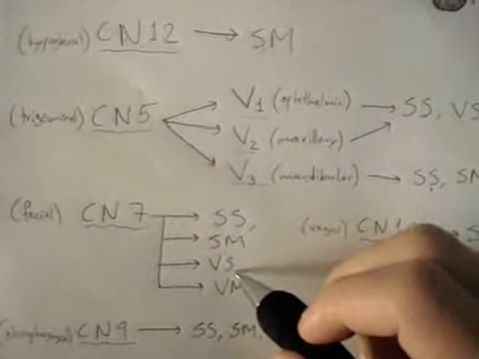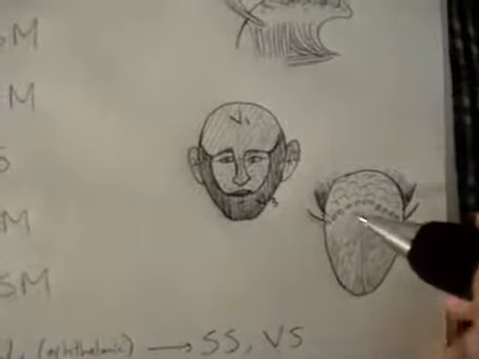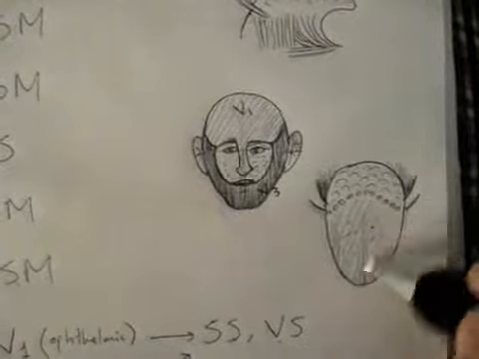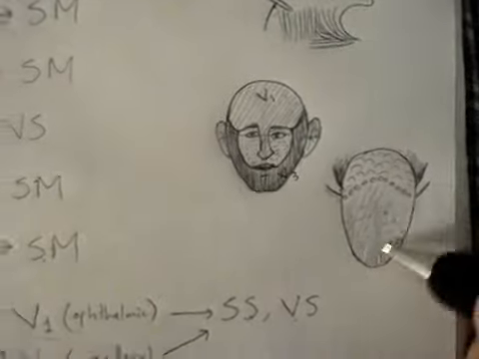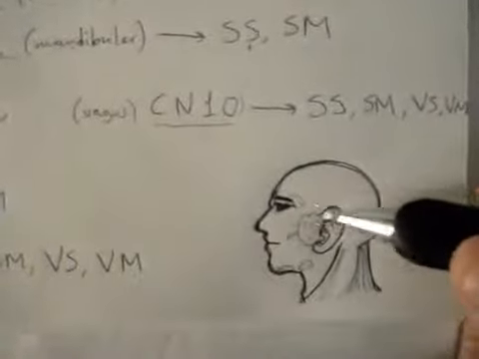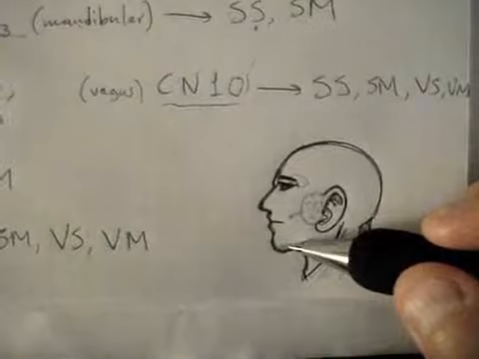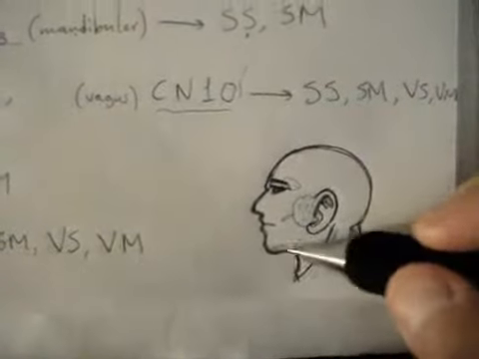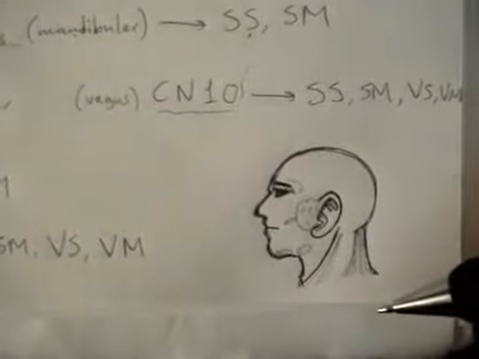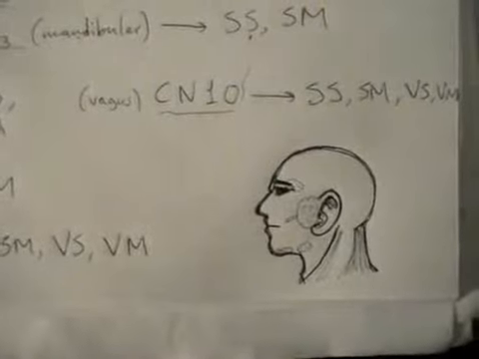A visceral sensory component, that's the sense of taste for the anterior 2/3 of the tongue, taste. And a visceral motor component, those are for the glands called the lacrimal gland for tears, and submandibular, submental, and sublingual glands that secrete saliva into the mouth.